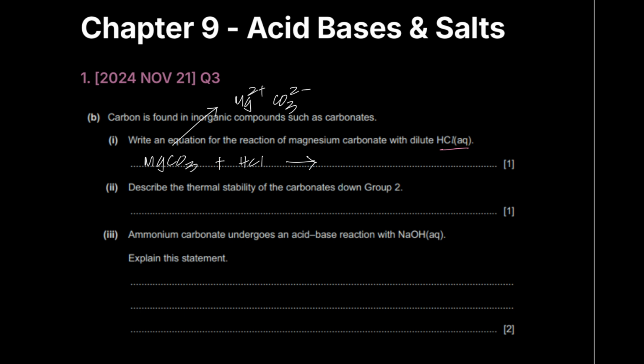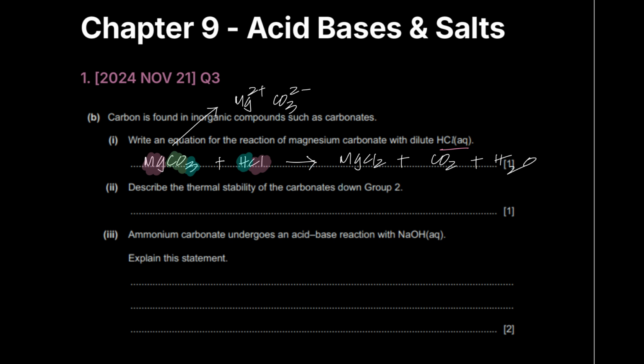It would give me MgCl2, magnesium chloride, and the hydrogen in the acid and the O's right here will give me H2O, and carbon dioxide will also form. So you'll have MgCl2 plus CO2, carbon dioxide, and plus H2O. It doesn't matter the order in which you write it. You can write H2O first, carbon dioxide first.